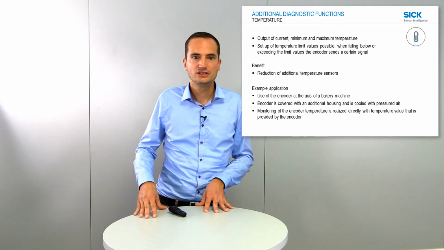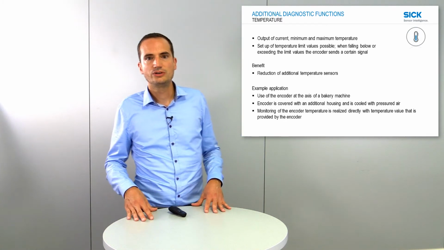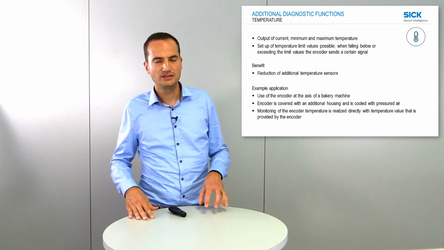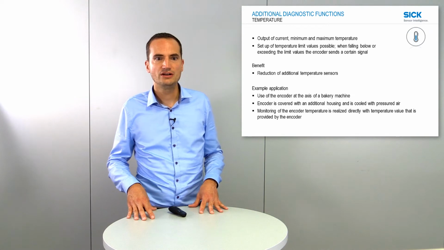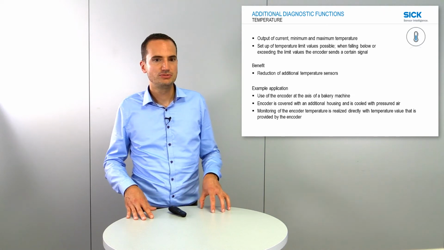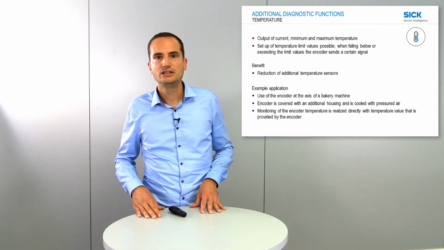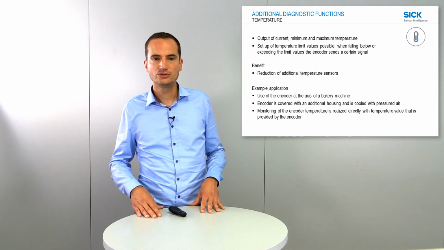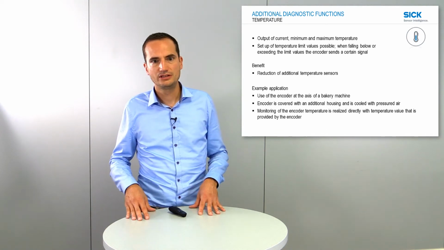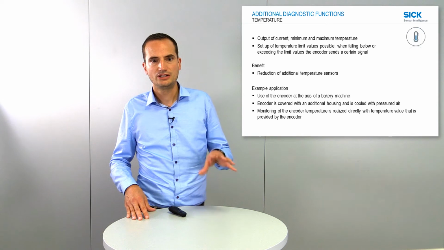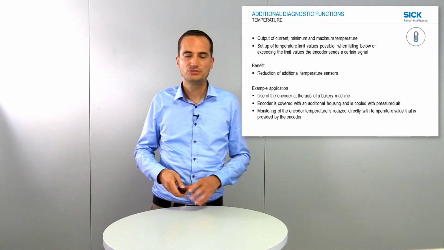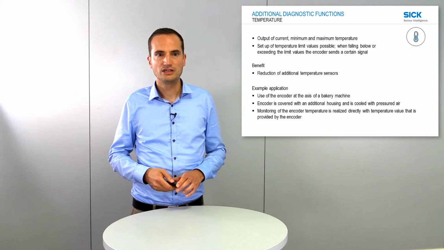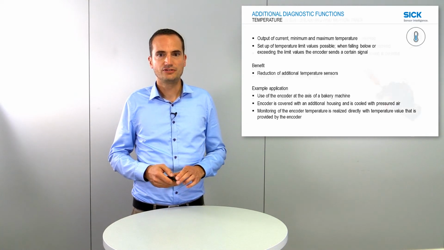An example application here is the use of an encoder at the axis of a bakery machine, and the encoder is covered with an additional housing and cooled with pressured air. The monitoring of the encoder temperature is realized directly with the temperature value out of the encoder, and you don't have to put an additional temperature sensor into this application. So you can save some money for the temperature sensor and also programming effort and connecting effort.